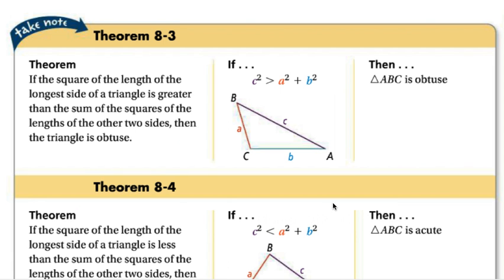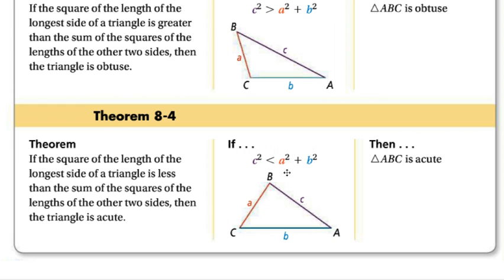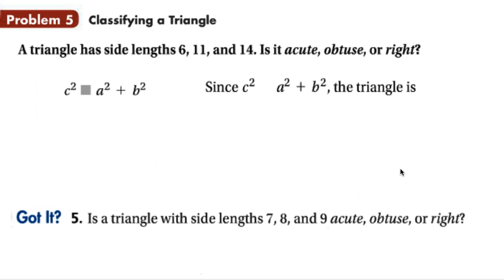All right, here's two more theorems for you. The first one says, if c squared, the hypotenuse squared, is greater than the sum of the squares of the other two legs, it's obtuse. Triangle ABC is an obtuse triangle. However, if c squared works out to be less than the sum of the squares of the legs, then it's an acute triangle. So let's go ahead and classify some triangles using those two theorems.